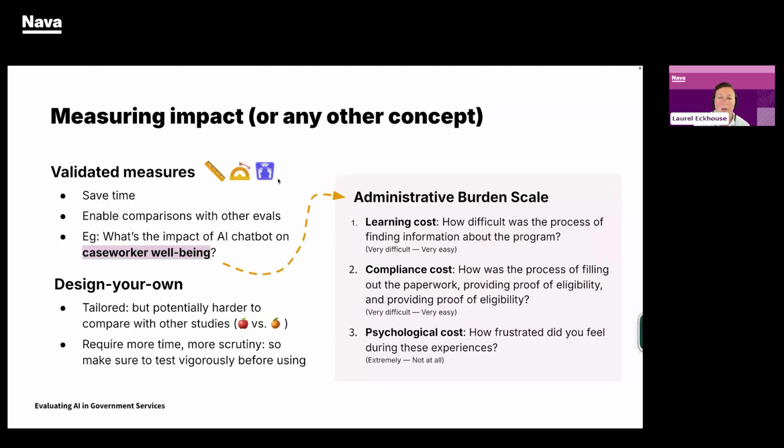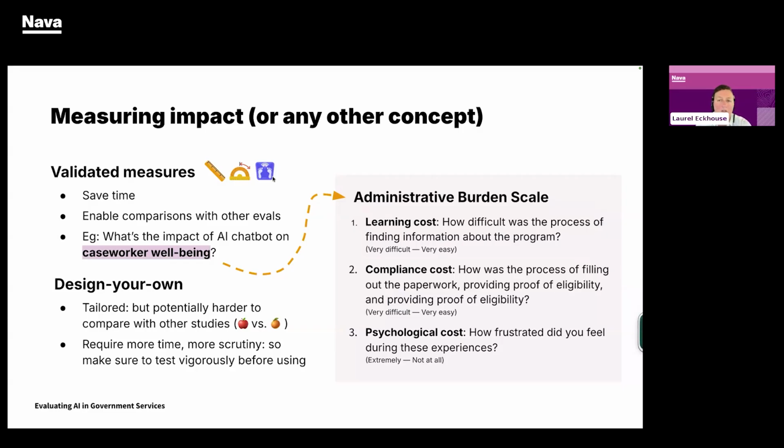Okay. When you're measuring impact, there are a couple of different ways to think about it. So the first one is to focus on validated measures. So when we tried to understand caseworker well-being, we used the administrative burden scale. This is three separate questions measured on a 5-point scale, with 5 being more burdensome.